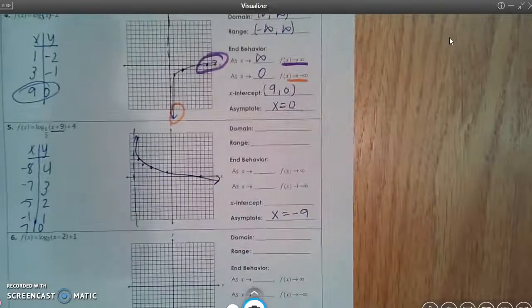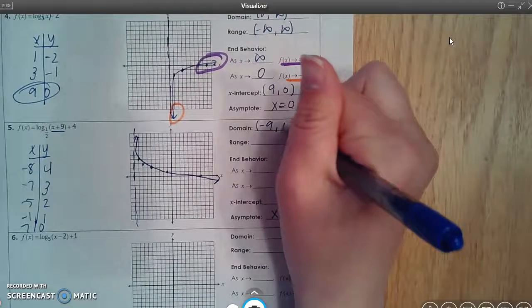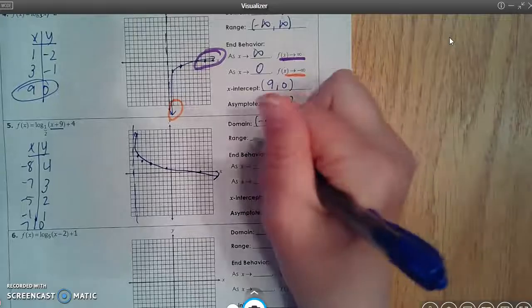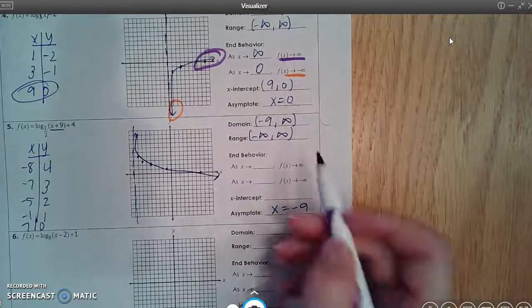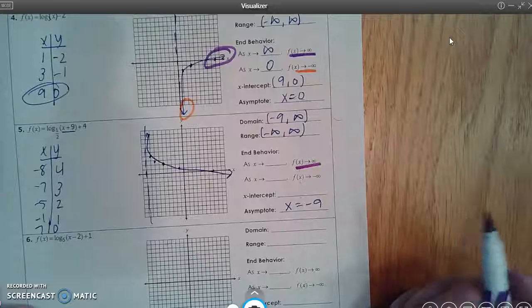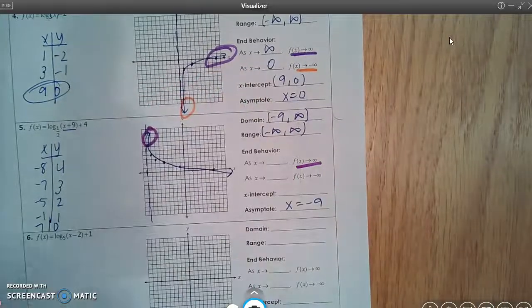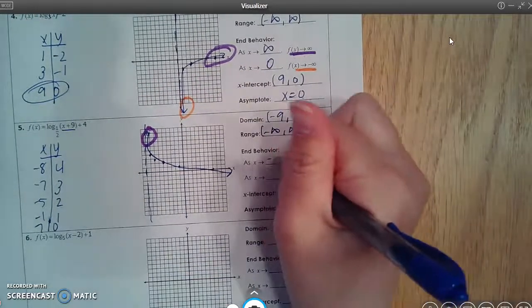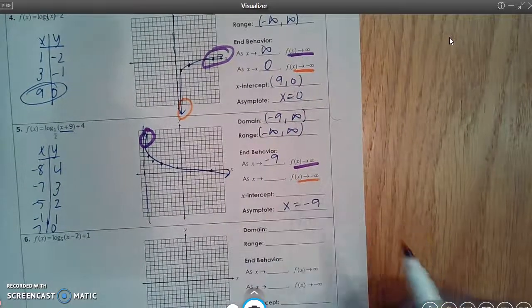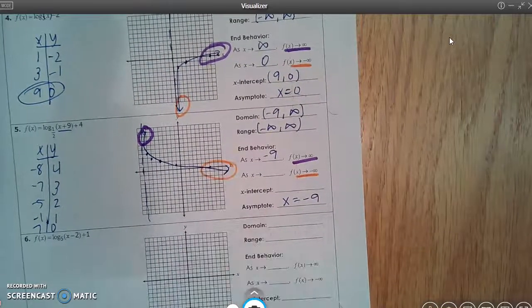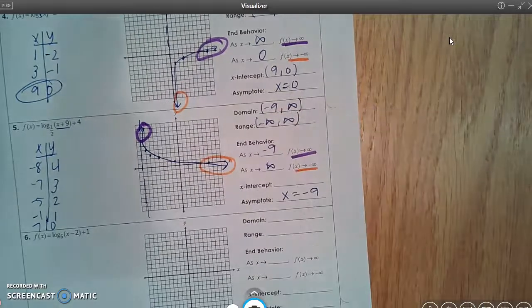Domain, the furthest left that I go is -9, and I go to the right forever, it's going to positive infinity. My range is always negative infinity to positive infinity. I had to figure out where my y values are going to positive infinity, which would be over here. The arrow is pointing up, but my x values are approaching the asymptote, which is at -9. I need to know where my y values are going more negative, and they're going down over here, but my x values are going to the right forever, which means we are approaching positive infinity.